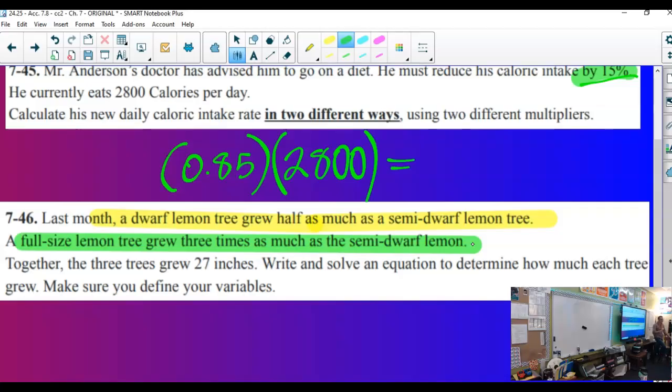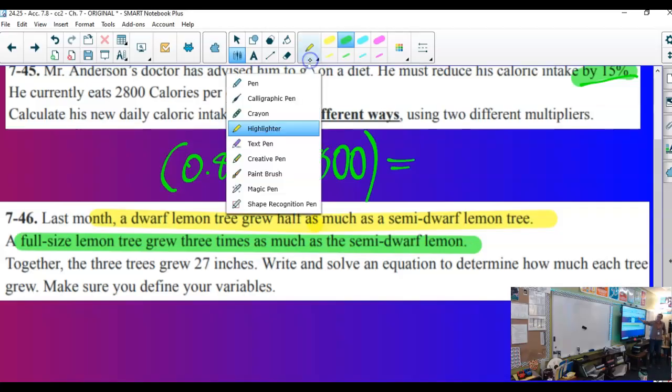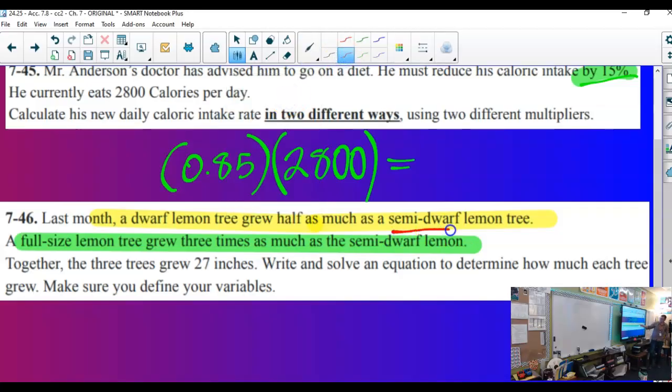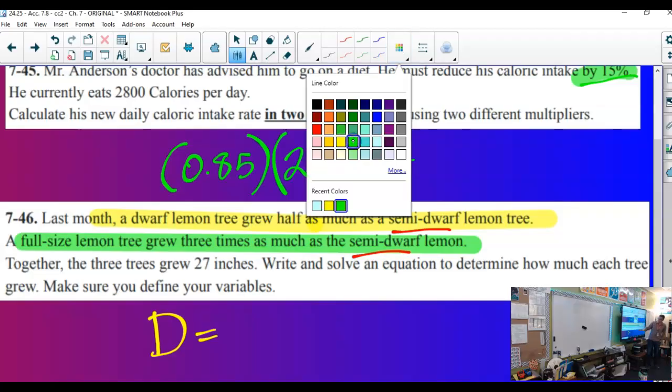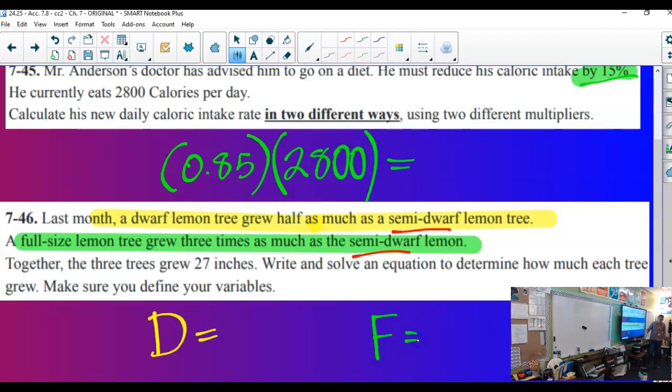3. That's the trap door. They give us 2 sentences about the trees. Well, 3, I guess. But they both reference the semi. So we have the dwarf tree, and I'll write out an equation for that. We have the full-size tree. I will write out an equation for that.